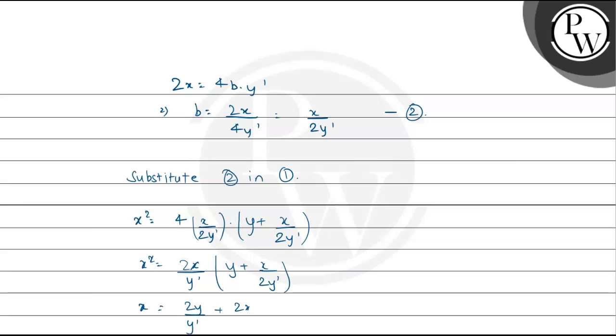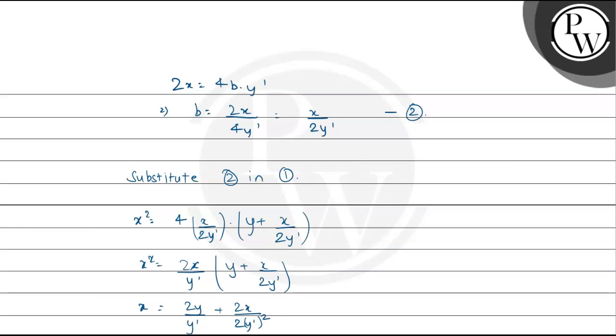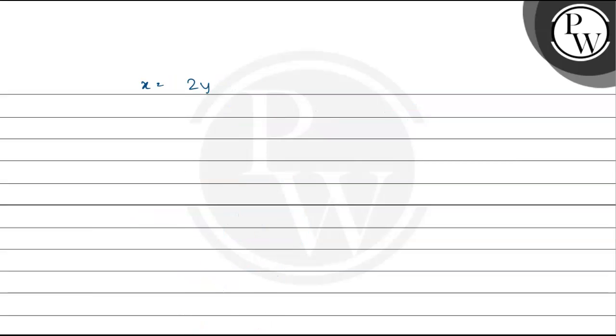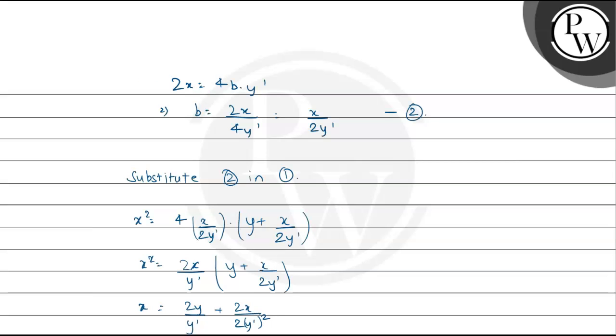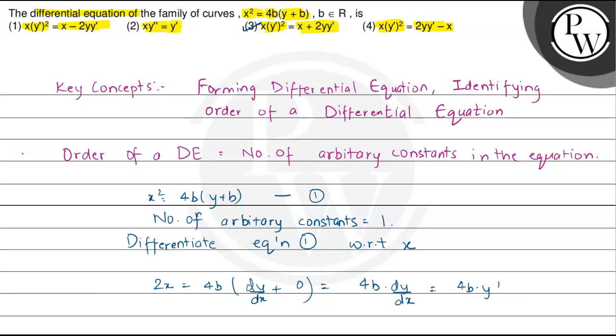plus 2x upon 2y dash square. This means x will be, here we'll make the denominator common, so in the numerator we will have 2y dash plus, here the 2 and 2 cancel, so we will have plus x upon y dash whole square, which means that x times y dash square is equal to 2y dash plus x. This would be our differential equation, which matches with option 3.